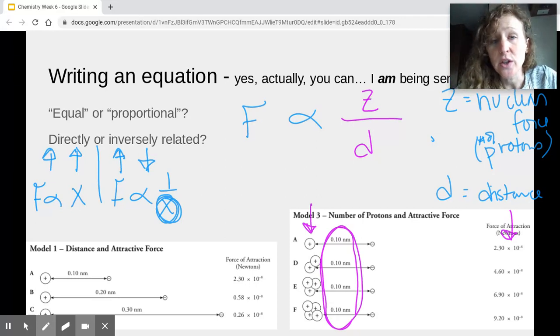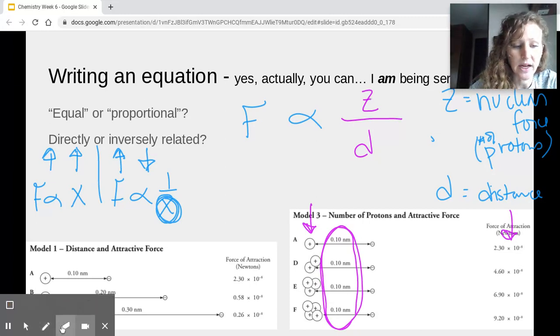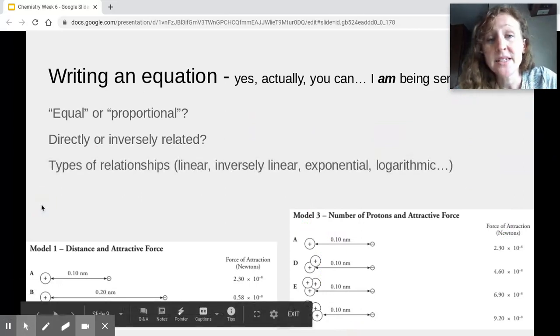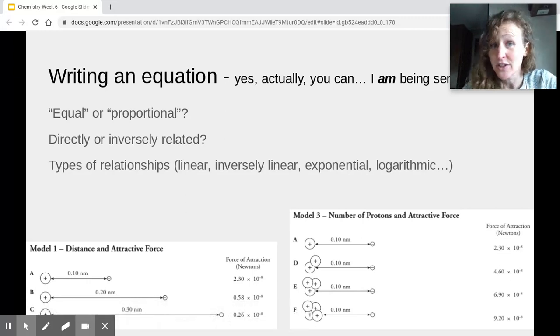Other things you want to look at when you're writing an equation are what the relationships are. So let me delete a little bit of what I have written on the page. Different types of relationships can be linear, inversely linear, exponential, and logarithmic. You can figure out these relationships based on your data. It's a lot easier to figure them out if you actually graph your data.